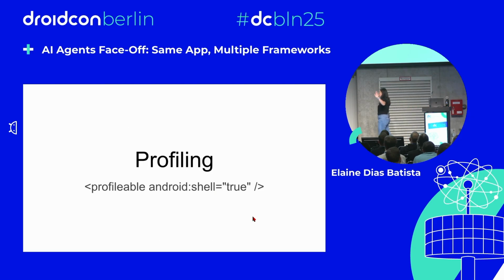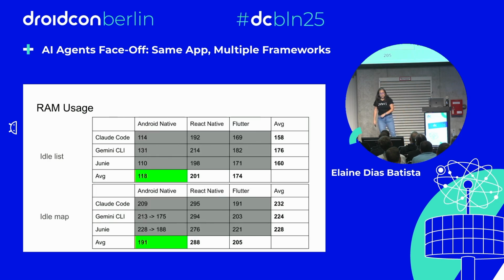OK, so I finished the project now. Time to profile the app. So I put this on an Android manifest to profile. And I used the profiler in Android Studio to profile the apps. And I don't think anybody here is going to be shocked. But the RAM usage for Android native, while the app is idle on the list view and on the map view, we're going to only be seeing the averages here. For Android native, it was the lowest usage of RAM, then Flutter, and then React Native.